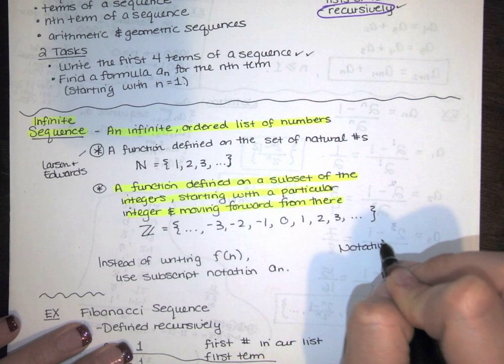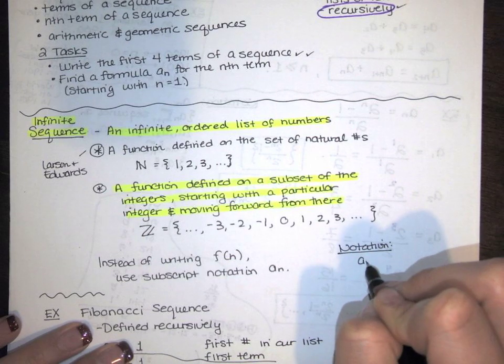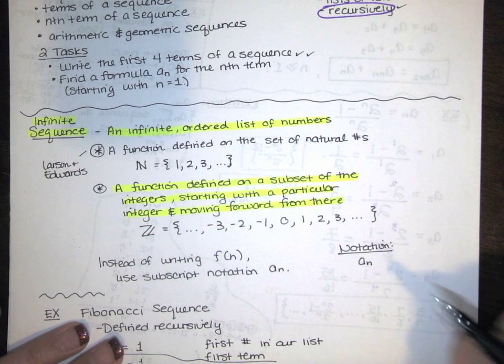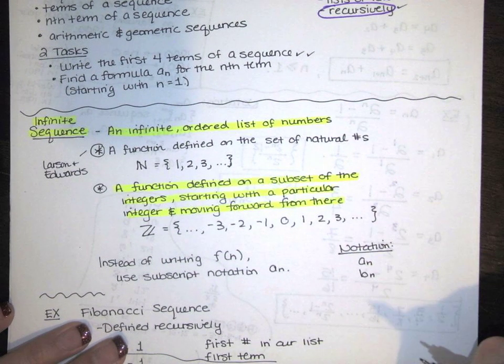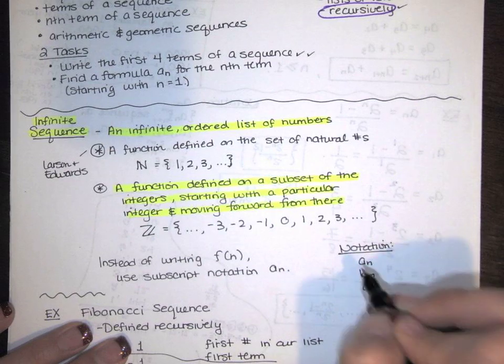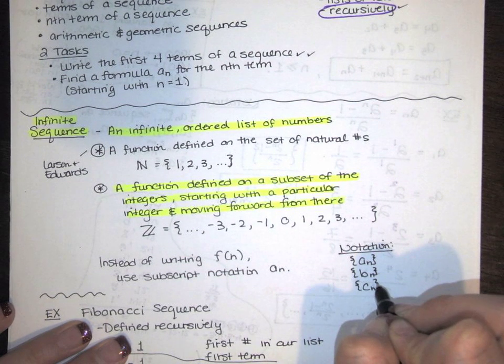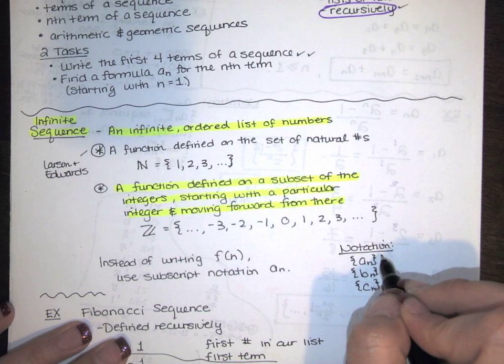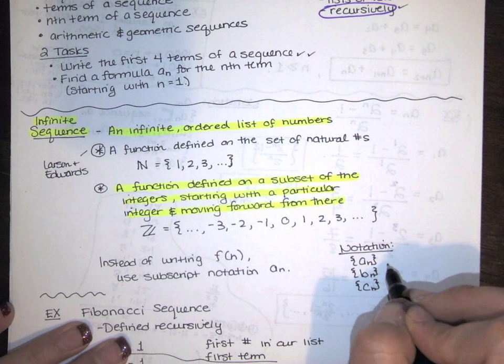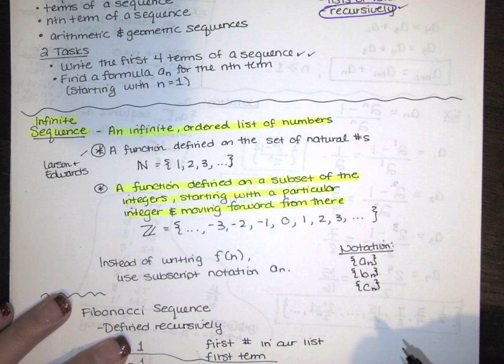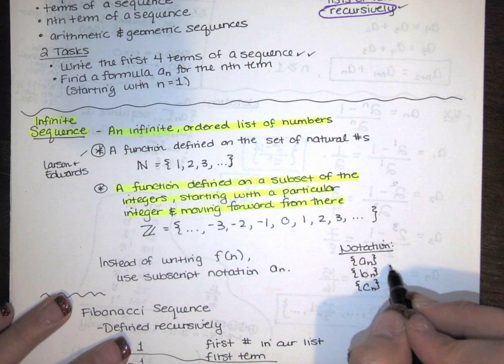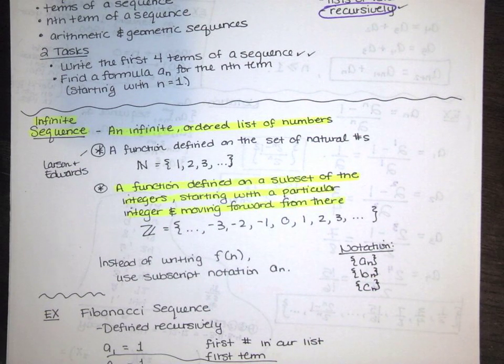So sequences tend to look like this. I might have a sub n, it's my sequence of a values, and b sub n is a different sequence, c sub n. And if I'm talking about the entire list, I usually put it in brackets like this. And if there's no superscript or subscript here, it's implied that n starts at 1 and goes to infinity. If they give you a subscript, well, then you know where to start counting.